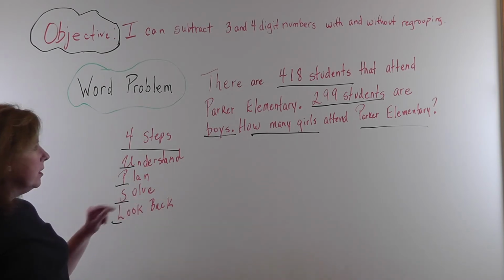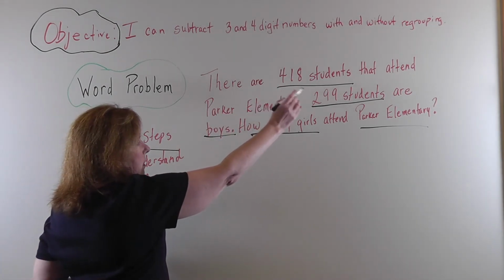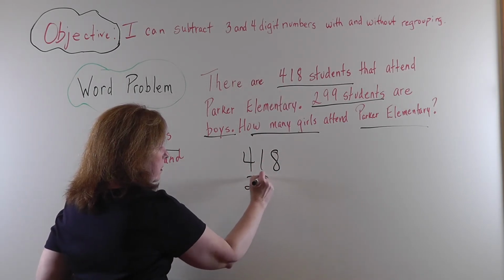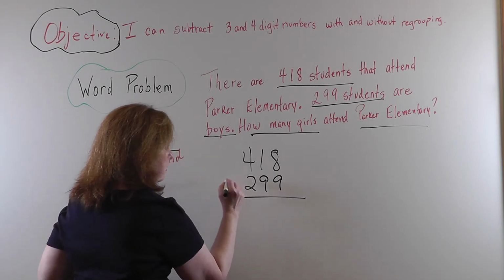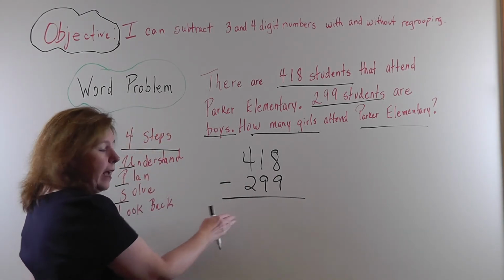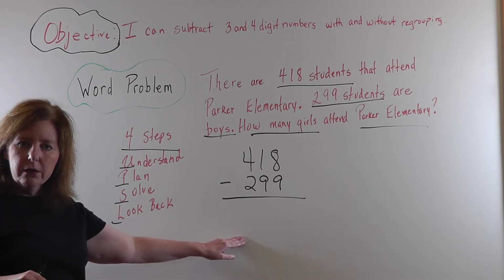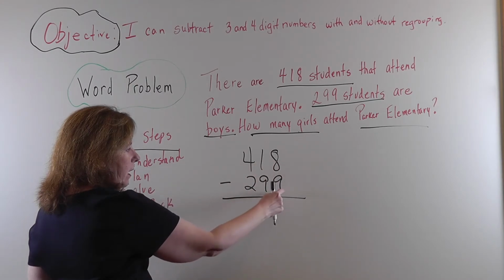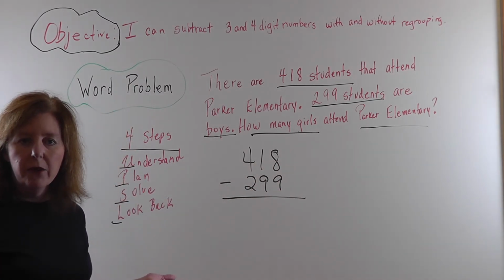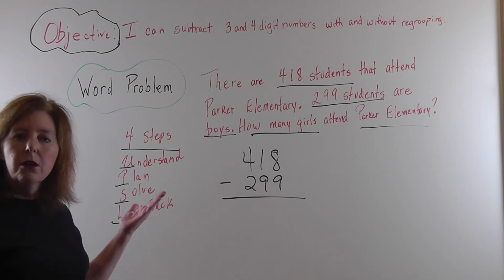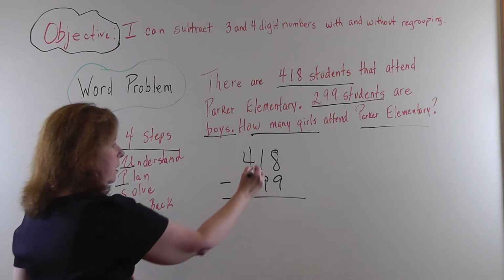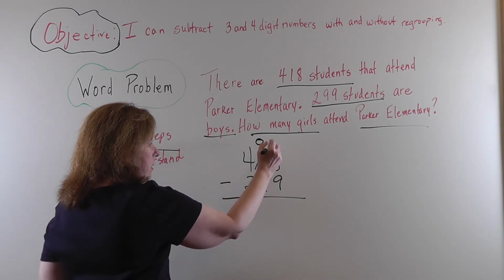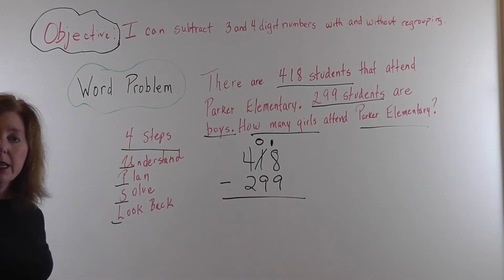Okay? So now I'm going to solve. So I'm going to subtract 299 from 418, so that I can get how many students are girls. I start with my ones place. 8 minus 9. I can't take 9 from 8, so what do I have to do? Go next door, bust down the door, and take one more. So I go to my tens place. My 1 ten becomes 0 tens. Now, instead of 8, I have 18. 18 minus 9 is 9.